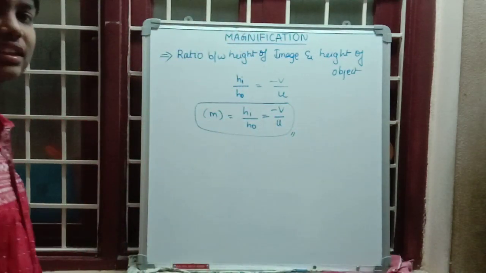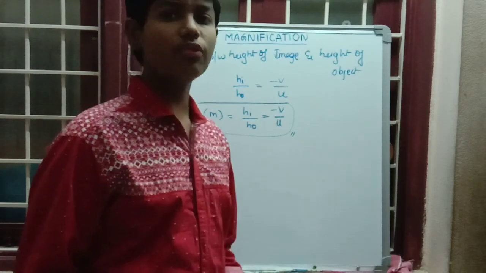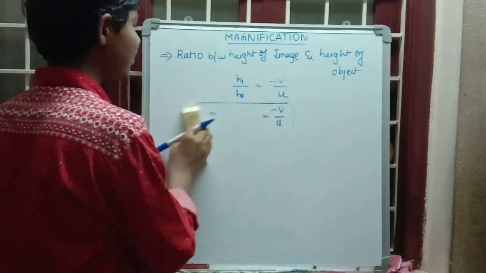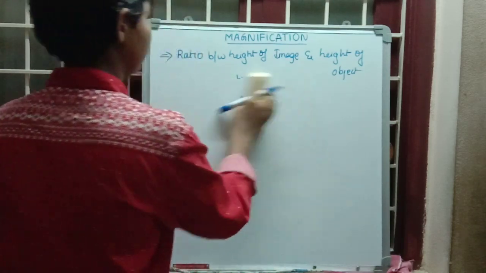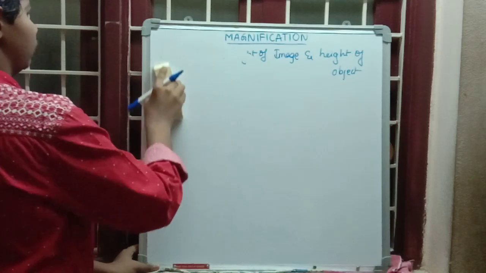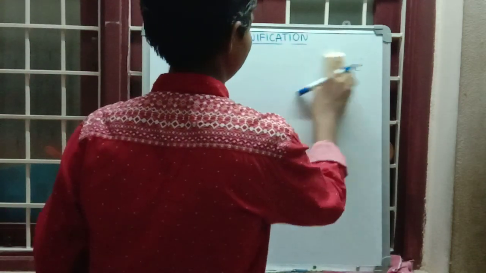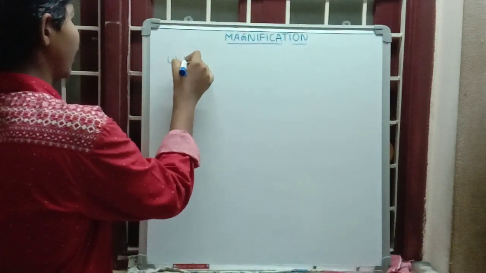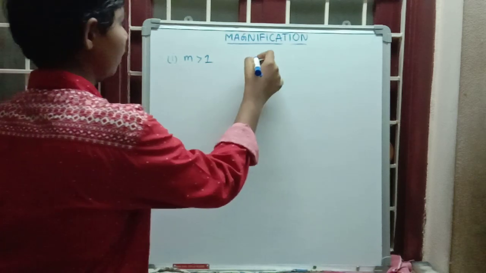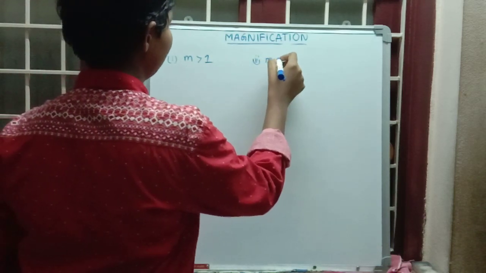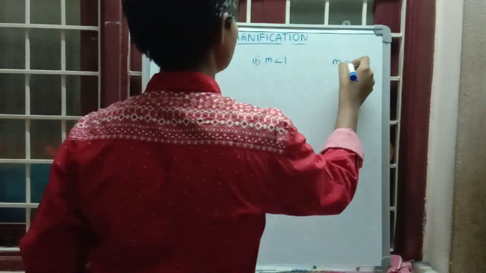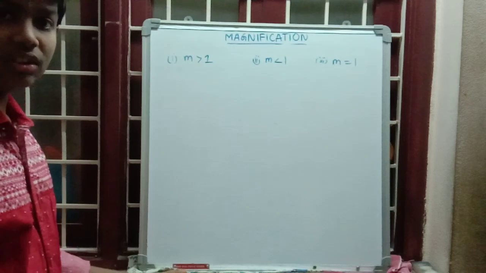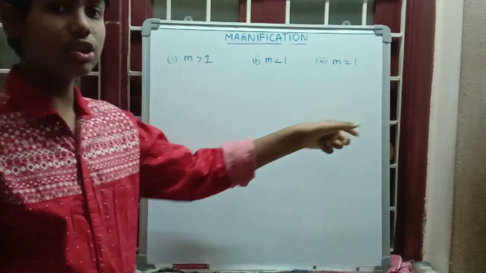So now let's discuss the ray diagrams, means how to find the ray diagram when magnification is given. There are three steps in that. Three rules. First one, m greater than 1. Second one, m less than 1. Third one, m is equal to 1.